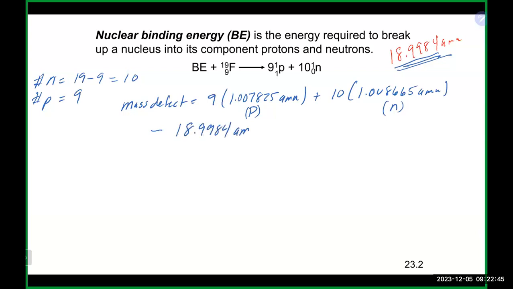18.9984 AMU. So if we do that math, we take 9 times 1.007825 plus 10 times 1.008665, and subtract it from 18.9984. That essentially gives us a mass defect of 0.1587 AMU. So this is the difference between the things that make up the nucleus and the mass of the isotope, and that is what's going to get converted into energy as this process goes through. Any questions up to that point?